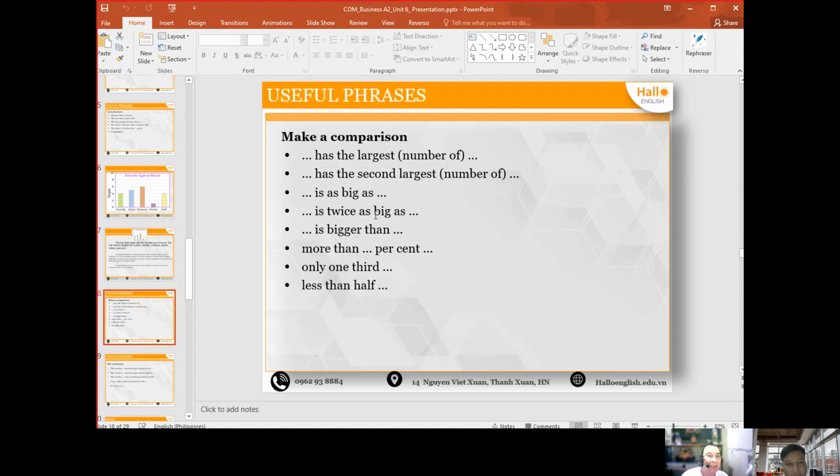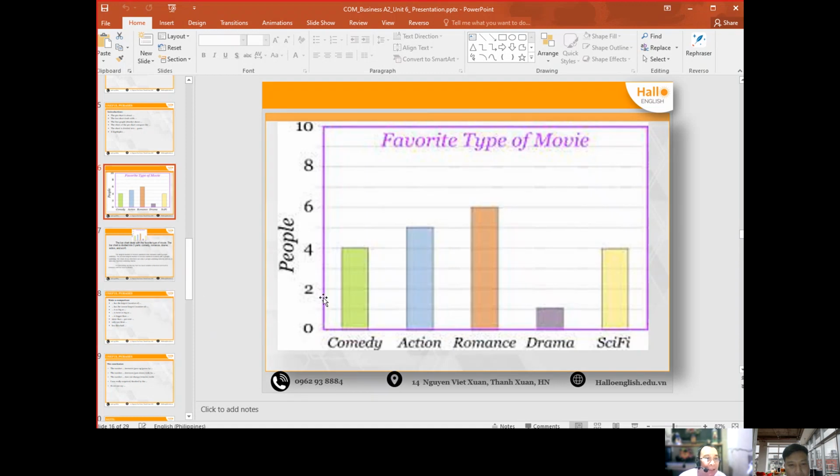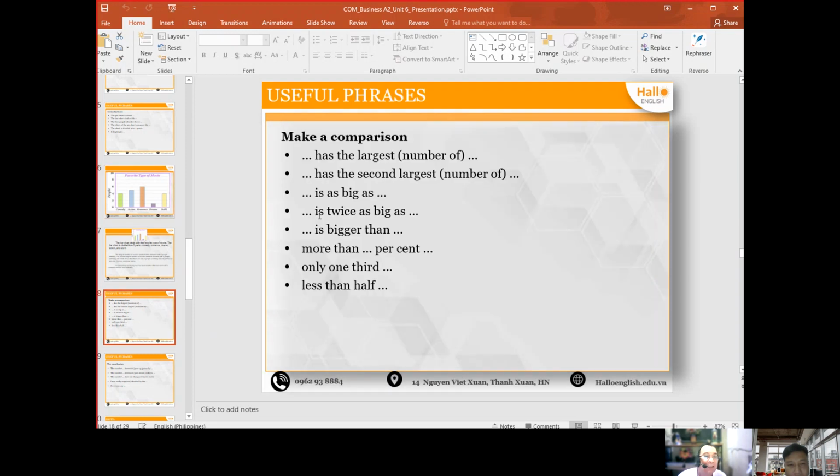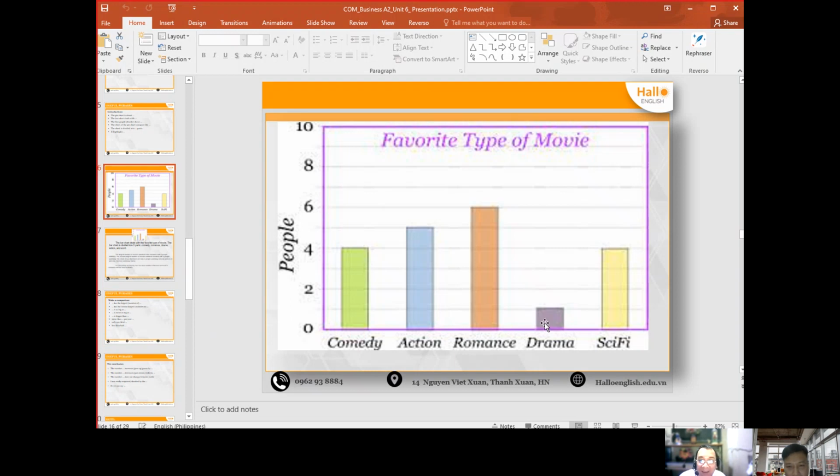Next, let's look at this. Compare this one. You can say "romance is twice as big as drama." That means two times bigger than drama. Romance is six people and drama is just one.